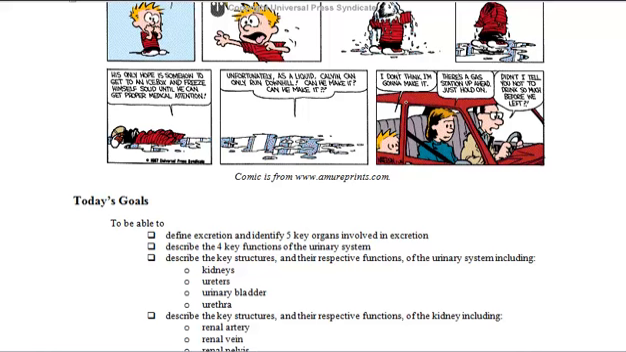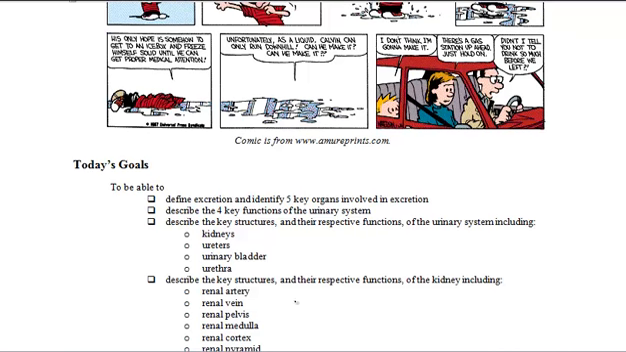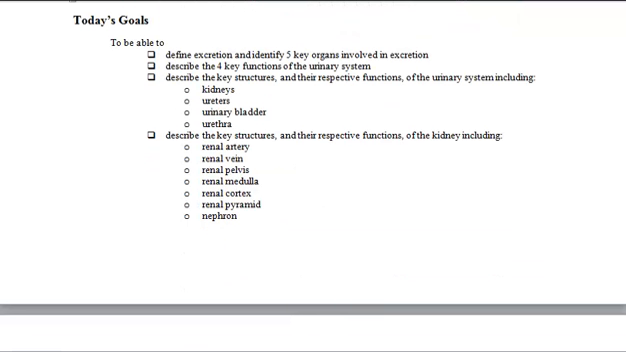To begin with, we're going to define excretion and the 5 key organs involved in excretion, as the urinary system is actually a subsystem of the excretory system. We're also going to describe the 4 key functions of the urinary system and go into further details.